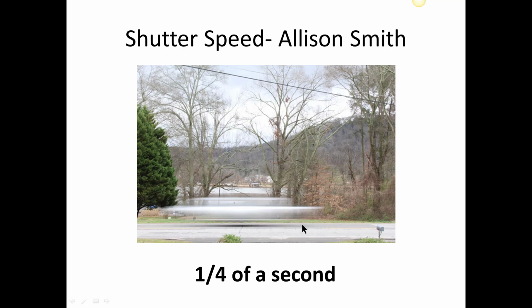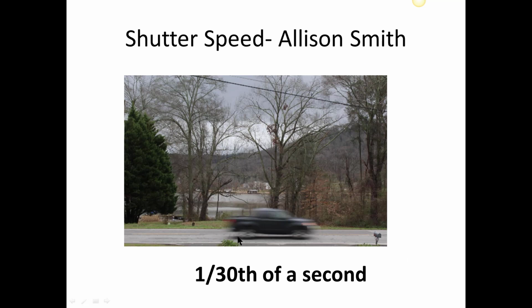It's whizzing by here. So let's try to use a little faster shutter speed. By the way, this is Allison's. So here's a car. It's going the other way. Doesn't really matter which direction it's going. But 1/30th of a second, well, we can see that it's actually a vehicle. We can see it's a truck here. But it's still moving. It's blurred.